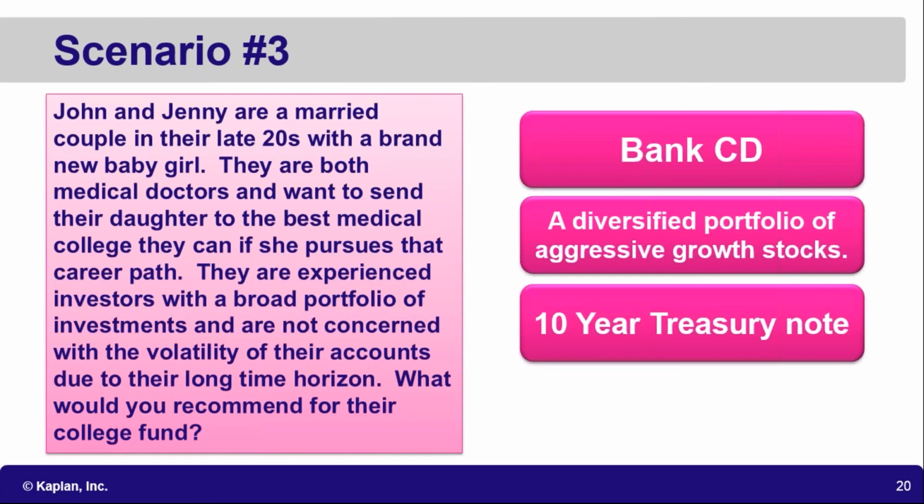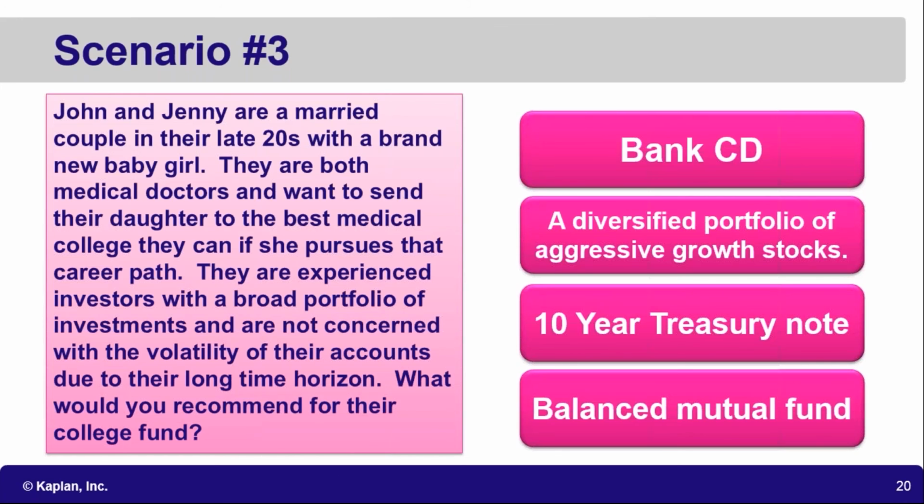What about a 10-year treasury note? Well, no, that's an income producer, and that's got safety, and it's going to be nowhere near the rate of return that they would need for a college fund for their child. How about a balanced mutual fund?